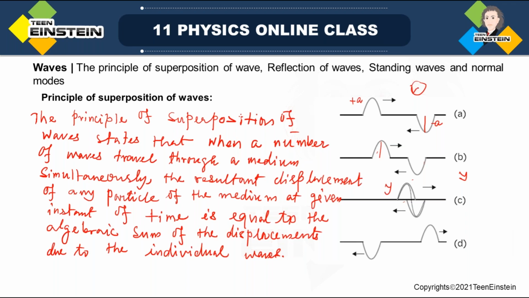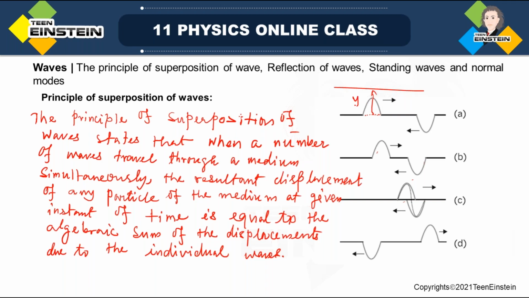Okay, so what does this mean? Look here, suppose there is a string, and two waves, or two disturbances, are produced at the two ends. One is this one, you can see that because of this disturbance, the element of the string over here is vibrating or oscillating or gets displaced in the upward direction.